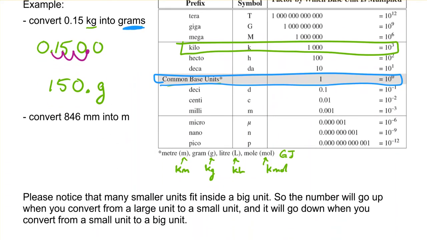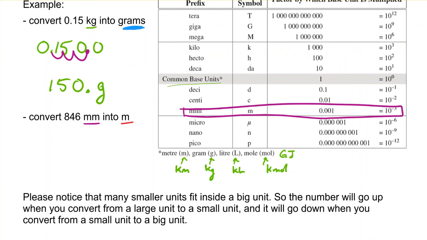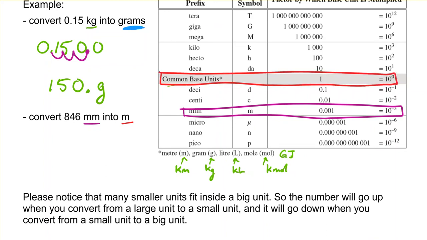Okay, now we're going to convert 846 millimeters into meters. So again, I'm going to take a look over on the side here. Millimeters, I'm going to highlight in purple, and then meters, I'm going to highlight in red. Meters is our common base unit here because it doesn't have a prefix in front. So let's take the difference between these. How many exponents are in between 0 and -3? 0 minus -3 is 3. There's 3 steps in between here.